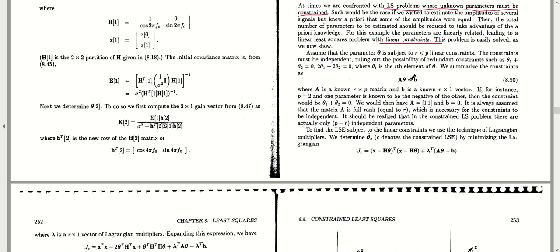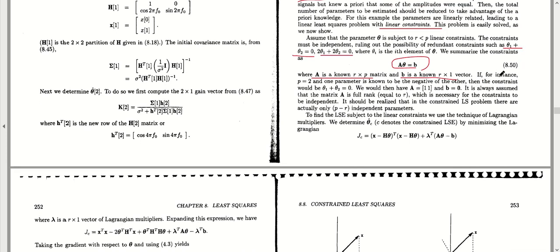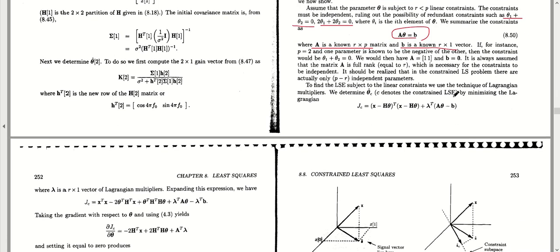For example, you have a linear constraint like this, theta 1 plus theta 2 equals 0, or you have this kind of constraint. So you have a linear constraint A theta equals b, where A is r by p and b is r by 1. If, for instance, p equals 2 and one parameter is known to be the negative of the other, then the constraint would be theta 1 plus theta 2 equals 0. Okay, so we are resorting to the Lagrangian multiplier.